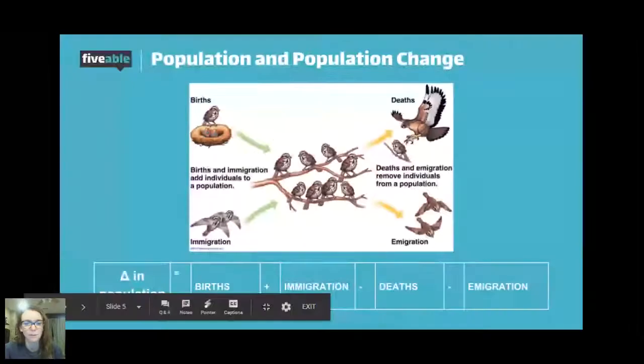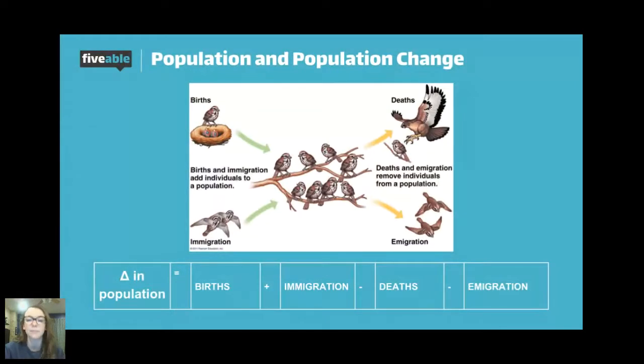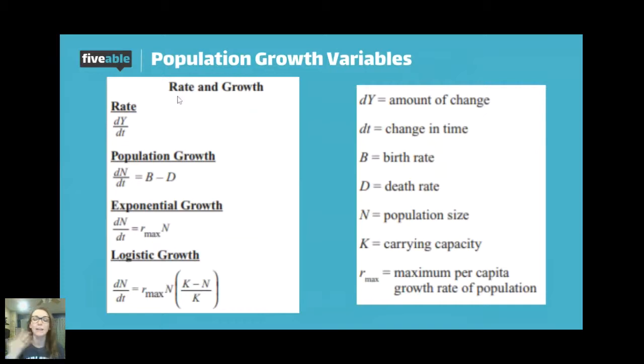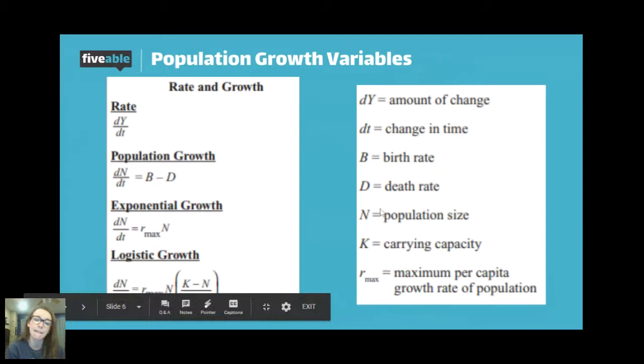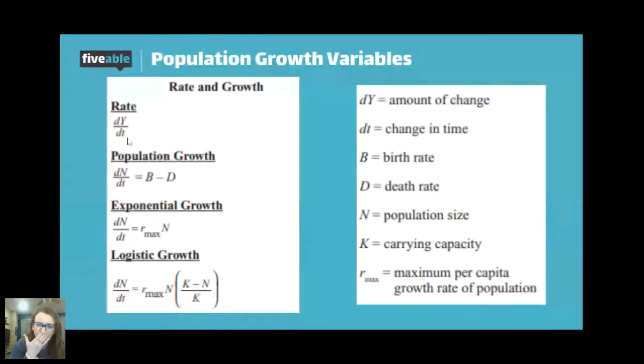All right, so that's, again, how the United States is determining the change of our population: births, immigration, deaths, emigration. Okay, so with that, there are some variables and some equations that you need to be familiar with, because we're going to do some math. So we have a population growth equation, just really basic, the change in growth. And if you haven't taken calculus, this notation dN/dt, that's a derivative.